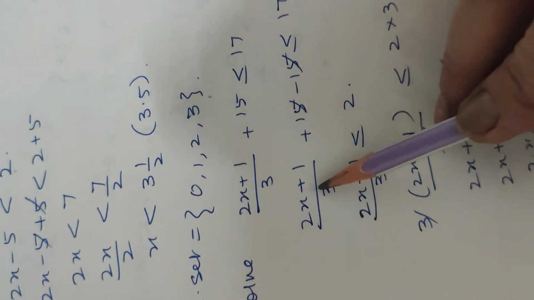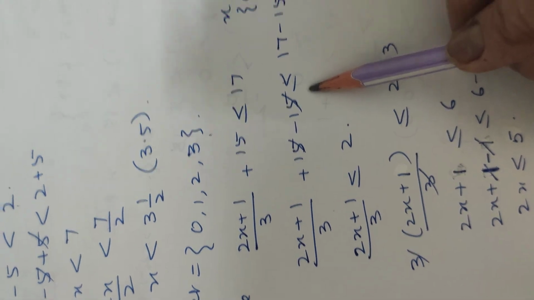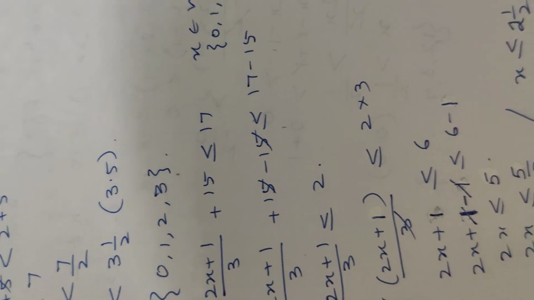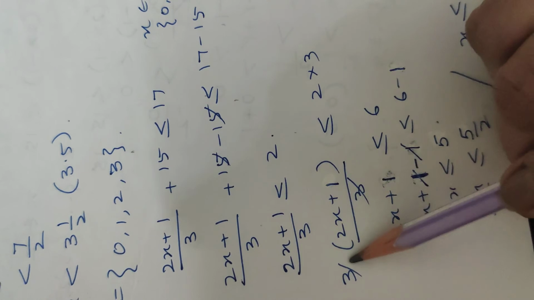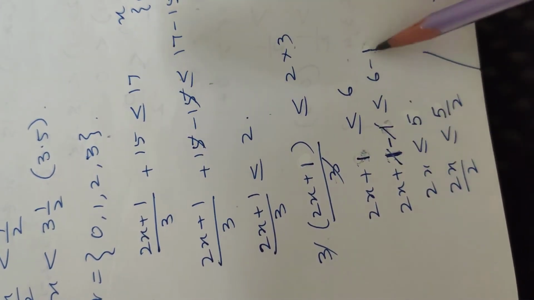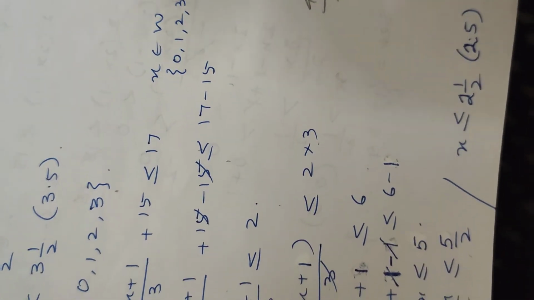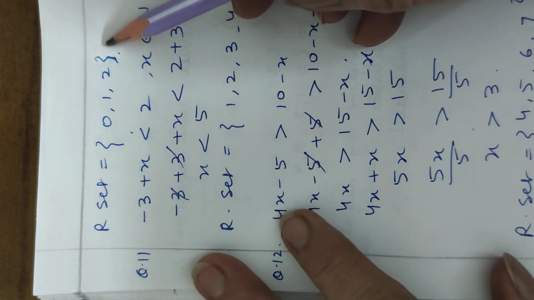Question number 10. Solve this. So this, see this, then moving further, this multiplying by 3 does not change the sign. This again does not change the sign. Again no change, no change, and you get x is equal to 2 whole number 2.5. Your replacement set will be 0, 1, 2, because you have to select numbers from whole numbers.